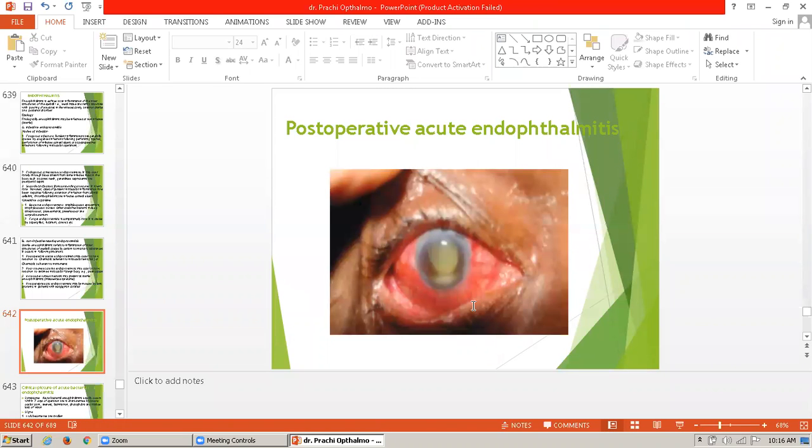So this is a diagrammatic representation of post-operative acute endophthalmitis. In that we can see how there is inflammation of the inner structure of the eyeball, but it is an acute condition and it occurs after an operation.